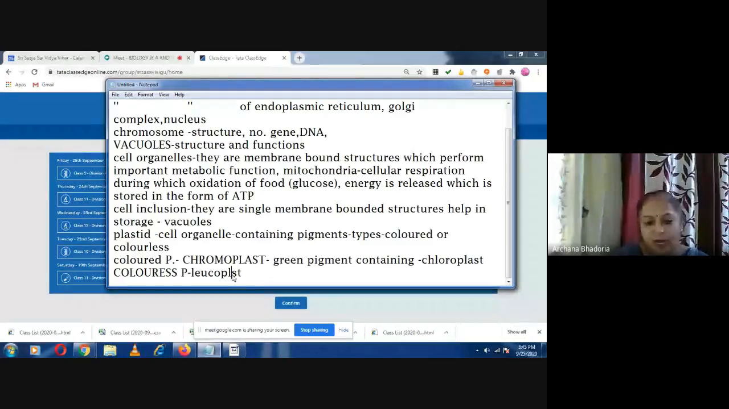And in leucoplast, they store, there is no colorful pigment in them. Okay, so they do not have the colored pigments, or they have the colorless pigments, you can say. So they will help in storage of the food. They may contain starch, they may contain protein or they may contain oils.